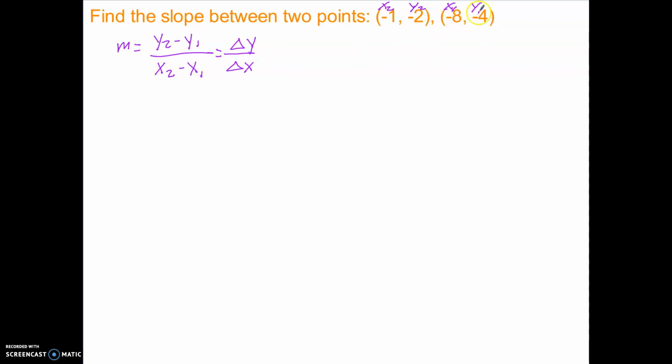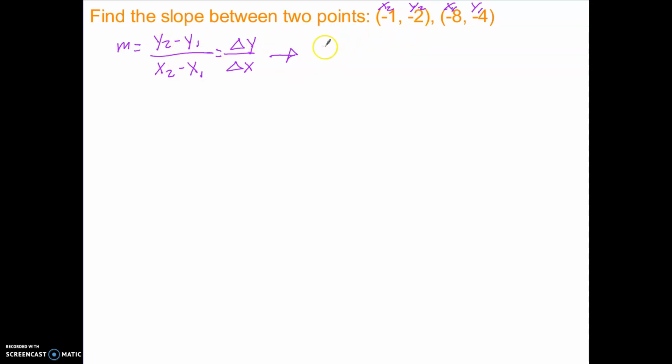Just make sure you're consistent. So this point right here will have all the sub 1s, and this point right here will have all the sub 2s. So you don't want to write x1, y2, and then x2, y1. That would not be correct. So here we're going to substitute these values in to our formula right here.